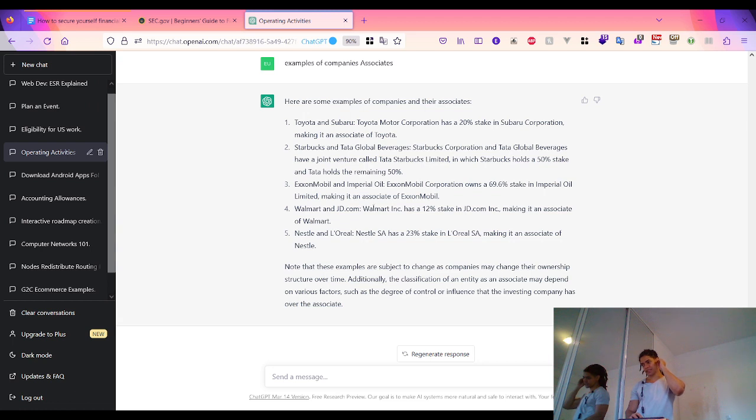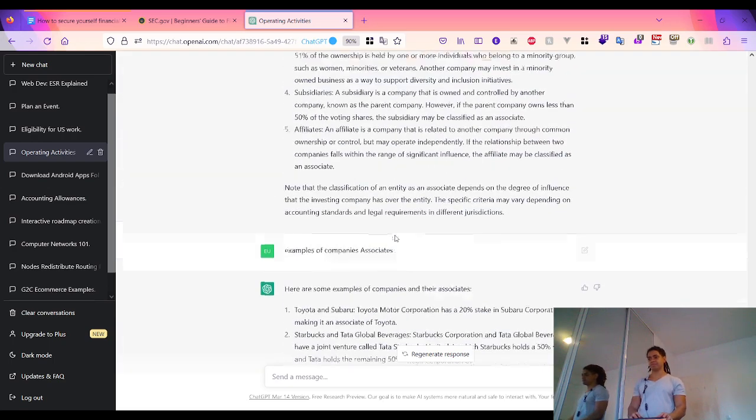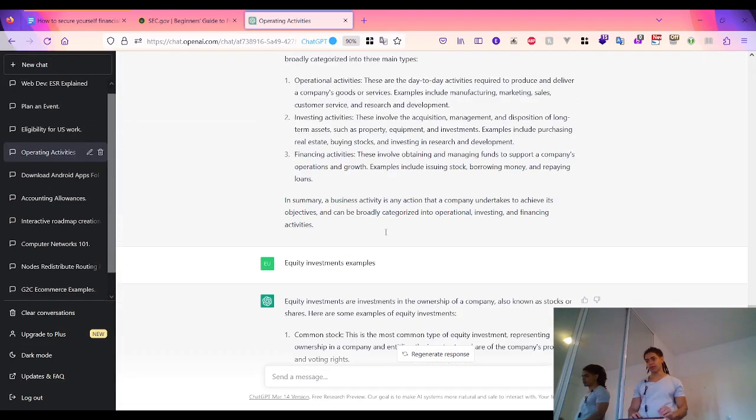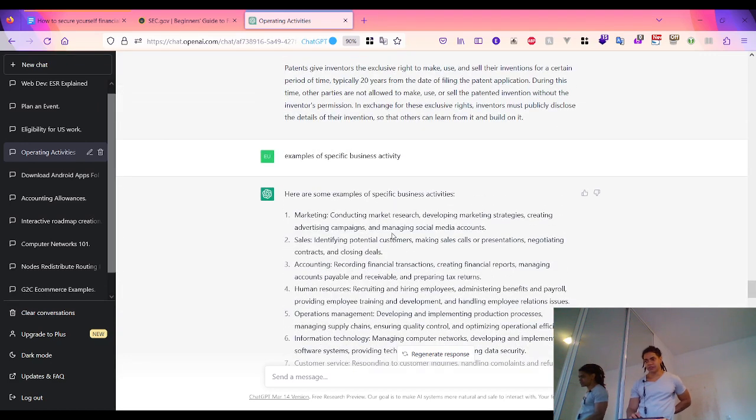has a 12% stake in JD.com Inc., making it an associate of Walmart. ExxonMobil Corporation owns a 69.6% stake in Imperial Oil Limited, making it an associate of ExxonMobil. So, and again, here what I'm looking at is investment in affiliates, part of the operating assets.